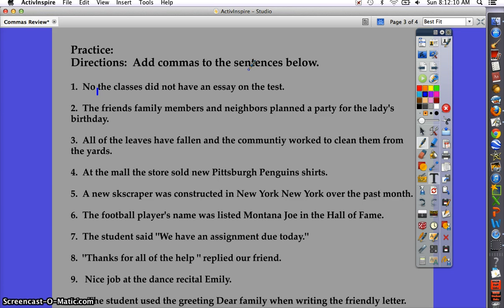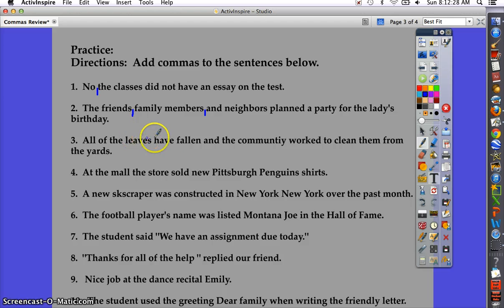Number 2: The friends, family members, and neighbors planned a party for the lady's birthday. So we have the friends, comma, family members, comma, and neighbors. That's commas in a series. We have 3 different groups of people that we're talking about in sentence 2.